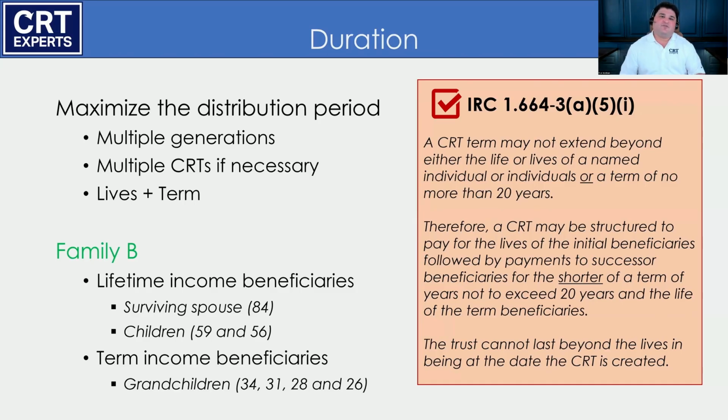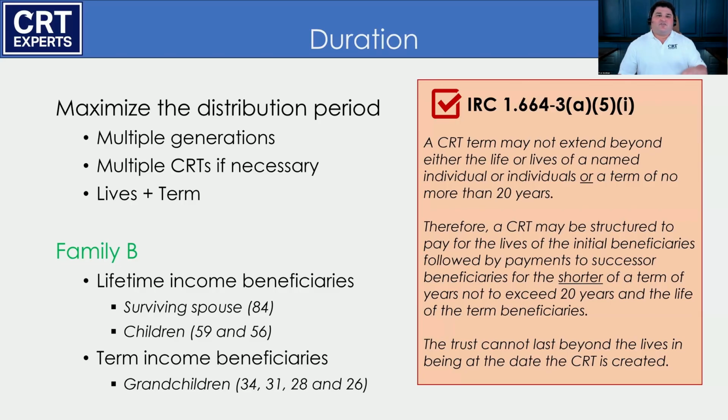And so what that means is, in family B here, we could not structure that CRT with those grandchildren as lifetime income beneficiaries. They're too young. The trust would fail the 10% remainder test. That test is only applicable at inception, when we are determining who the income beneficiaries are and the payout rate of the CRT. It doesn't mean that 10% has to go to charity eventually. It just means that upfront at inception, at least 10% of the assets that go into the trust need to be projected to go to charity per the IRS formula.